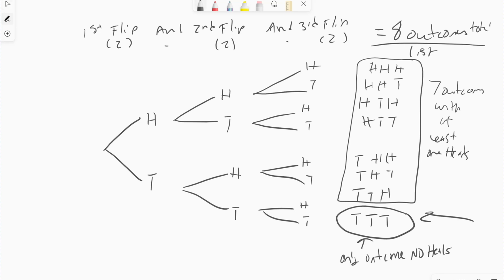All right, and so it's a little easier to figure that out and to use that. And so if you count, there would be 7 out of 8 with at least 1 heads, and then there's 1 out of 8 that doesn't have any heads, for a total of the 8 outcomes. All right, so that's again how that one's figured out.